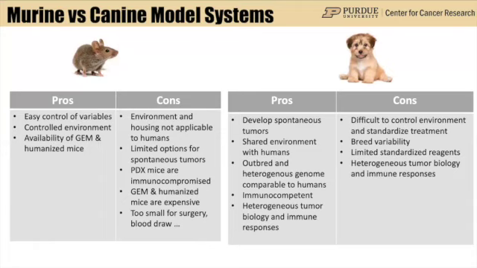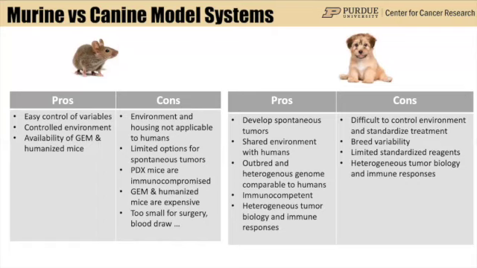They actually develop cancer at higher rates than humans. They have a shared environment with humans. They have a compressed lifespan as well. They're outbred and have a heterogeneous genome compared to humans, which is exceptional for mapping of traits. Importantly, they're immune competent. These pet dogs that are brought in with cancer have working immune systems, so we can actually study the interaction of the immune system with the tumor. They also have heterogeneous tumor biology and immune responses.